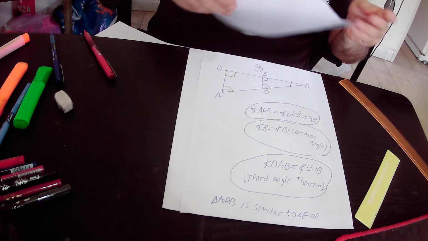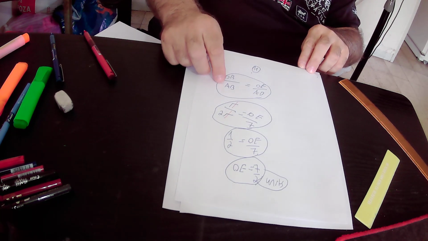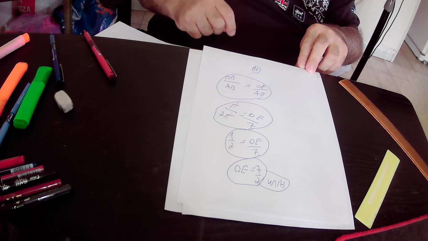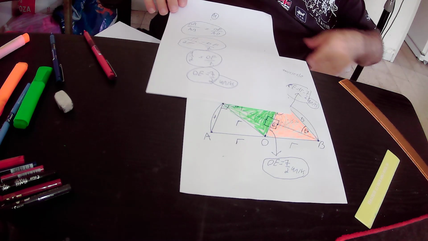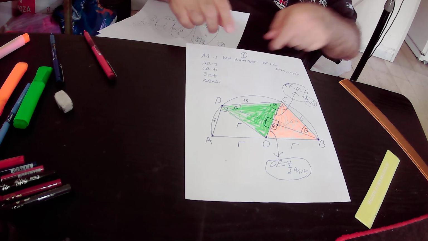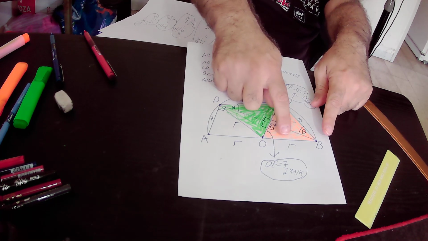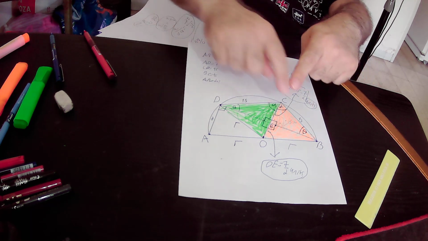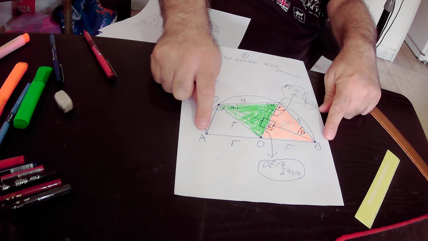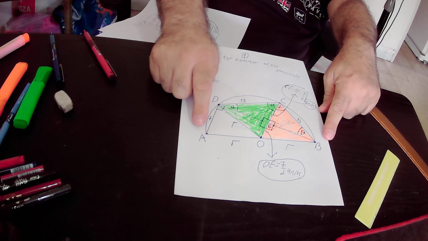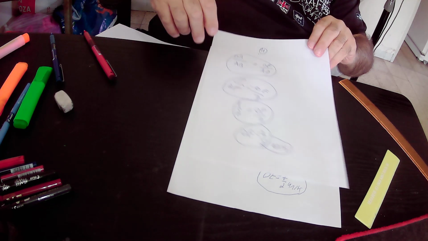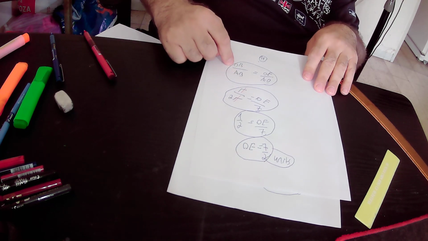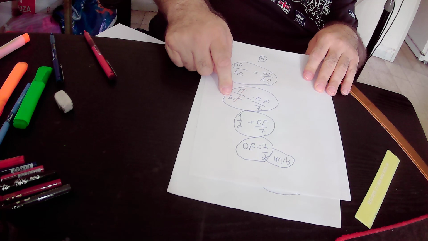Again, OB over AB equals OE over AD. But what is the value of OB? OB equals R, the radius of the semicircle. What is the value of AB? AB is the diameter of the semicircle, therefore it equals 2 times the radius, so it equals 2R. So OB equals R and AB equals 2R.